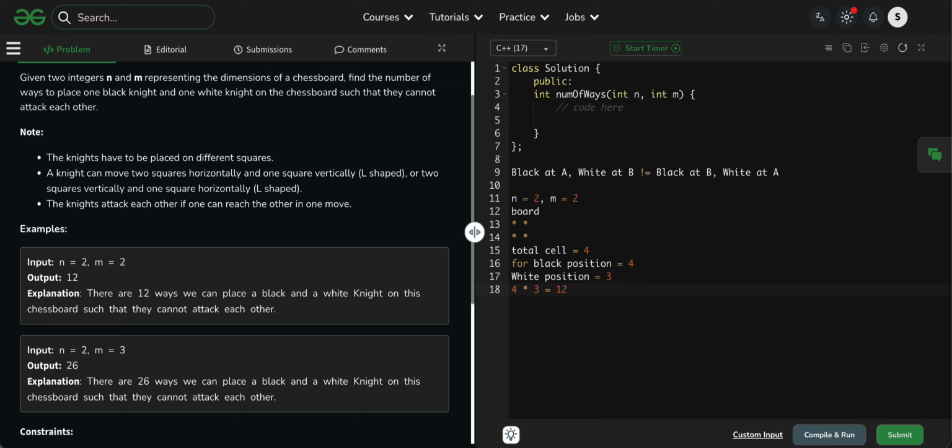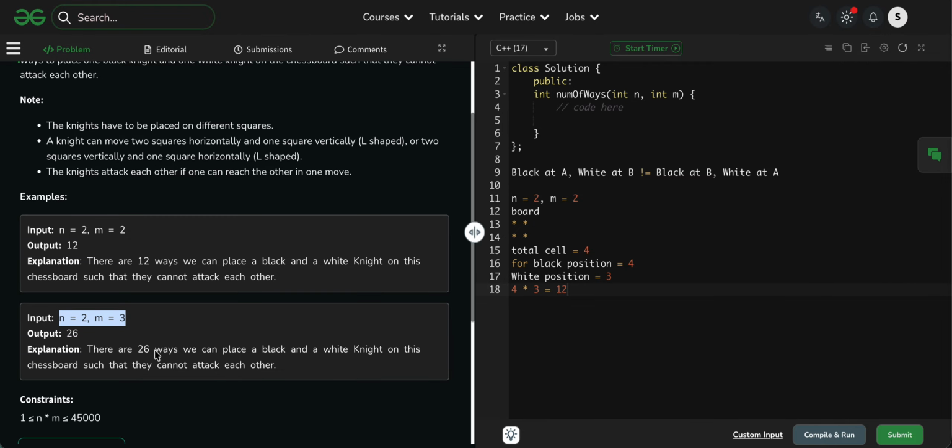Now the same way, if we consider n equal to 2 and m equal to 3, which means a 2 by 3 board, which means 6 cells, and 6 into 5 is equal to 30, right?